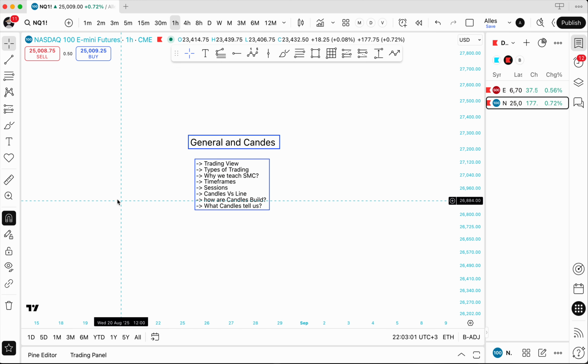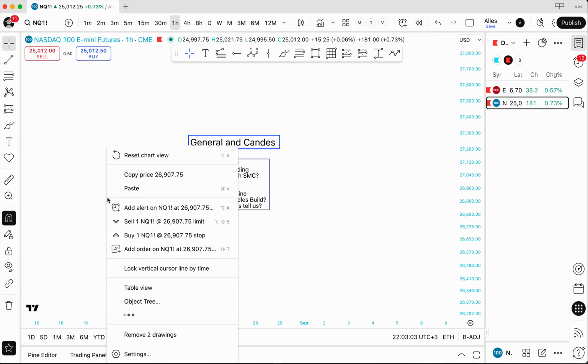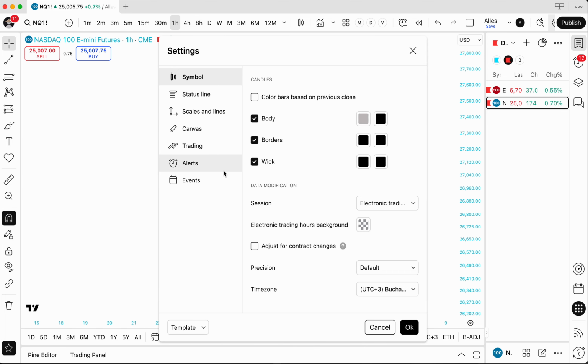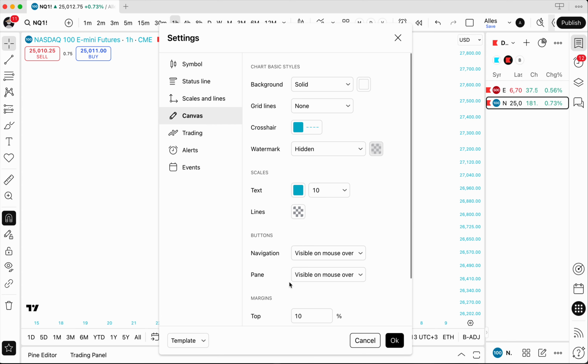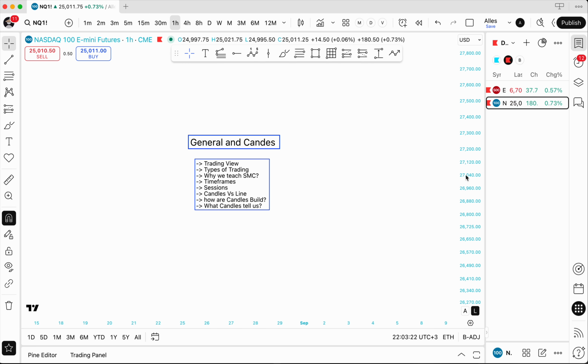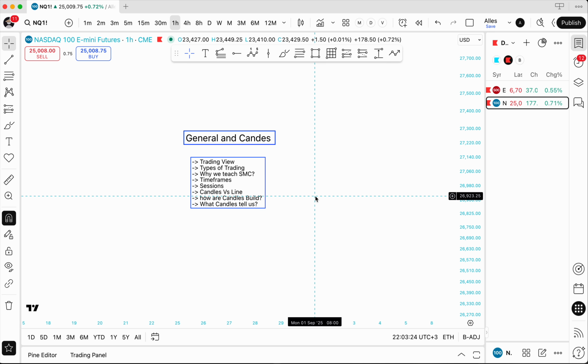You can also change the interface of TradingView with a right click and go to settings. If you want to copy my settings, here on symbols, this is my settings. On canvas, this is my settings. And the rest is basically not relevant. But if you want, take a screenshot or pause the video and copy it. So this is all about TradingView, first of all.